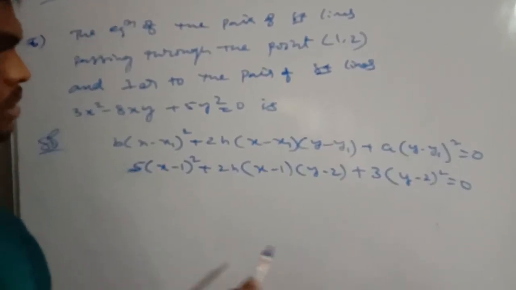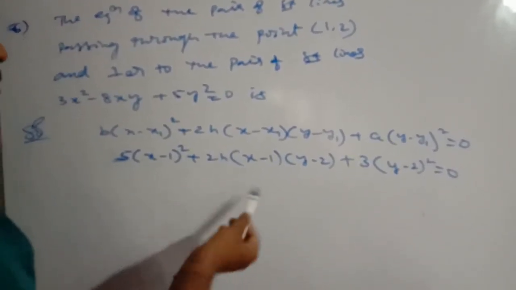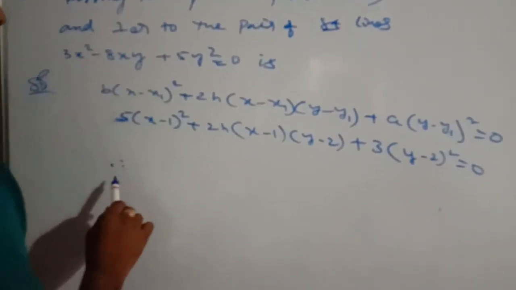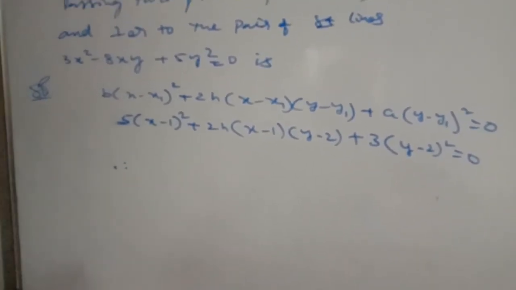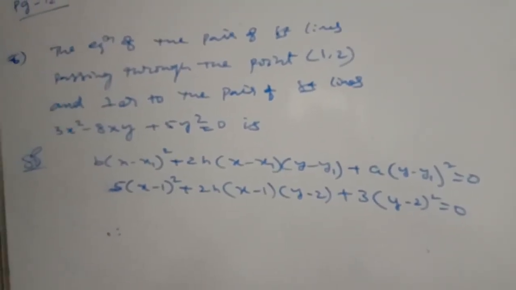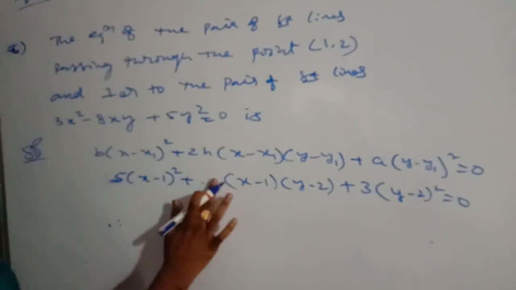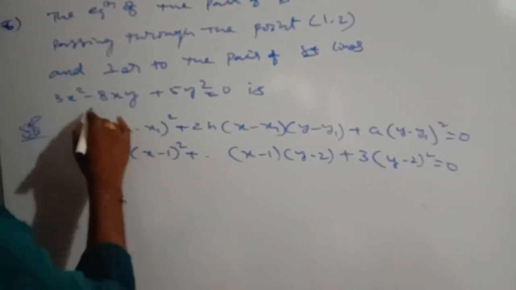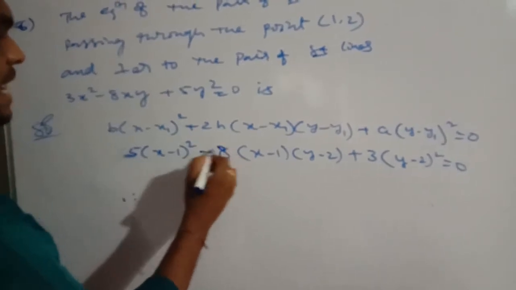See our material in the options. So this is the answer, see the material. Okay, write down. 2h is minus 4. 2h is equal to minus 8. That means minus 8 into.